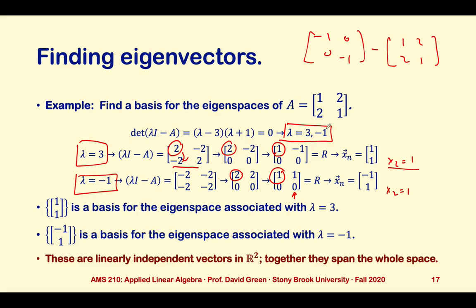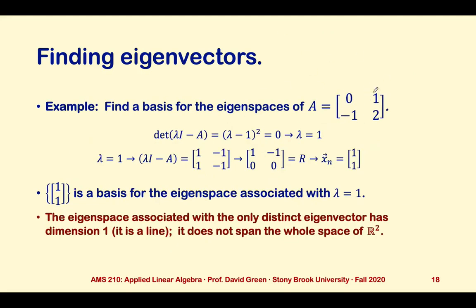Here we had two independent, distinct eigenvalues. We got bases for each of them. These are linearly independent vectors in R2. Actually, they turn out to be orthogonal even. Two linearly independent vectors in R2 span all of R2. For this matrix, we can represent any vector in R2 as a linear combination of eigenvectors.